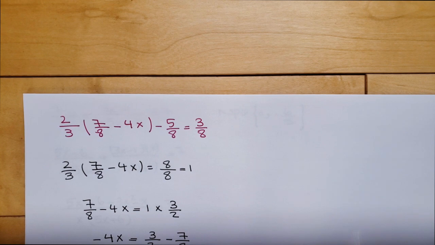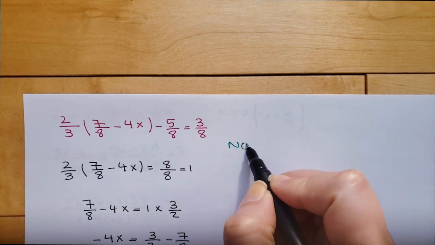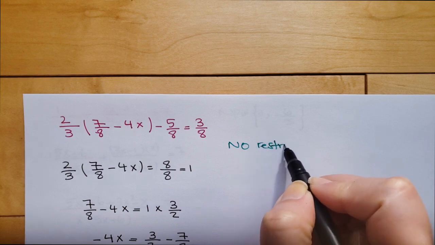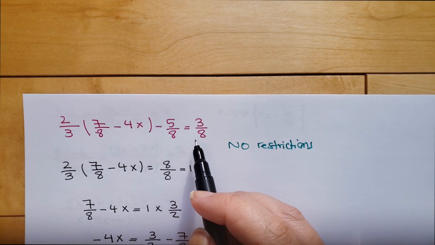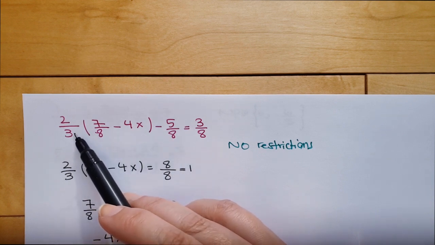Okay, another rational equation. I have a combination of fractions added or subtracted to one another. Here I don't have any fraction whose denominator is a letter, so there are no NPV values. In other words, there are no restrictions. Okay, because the denominator is either 8 or 3.